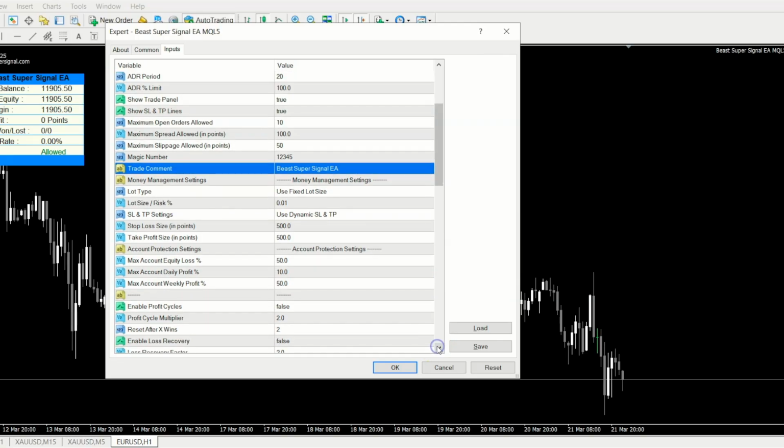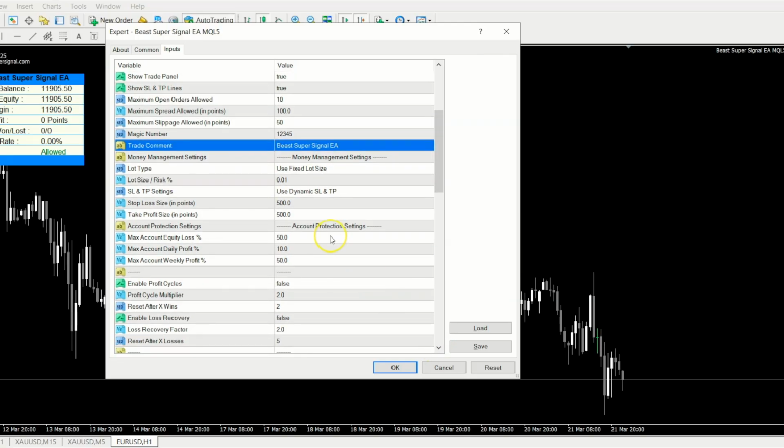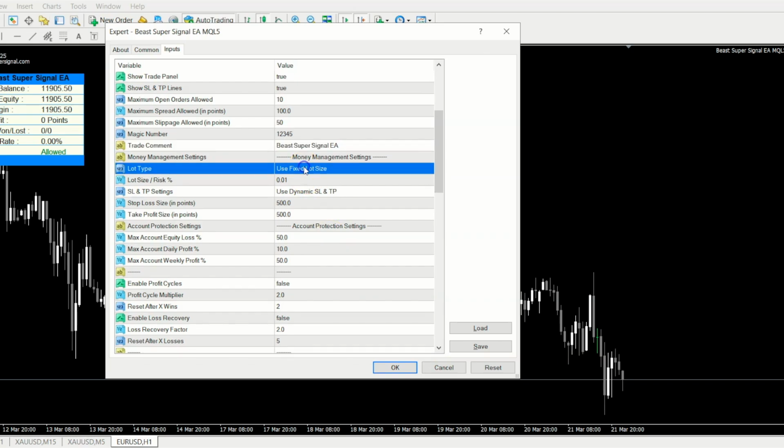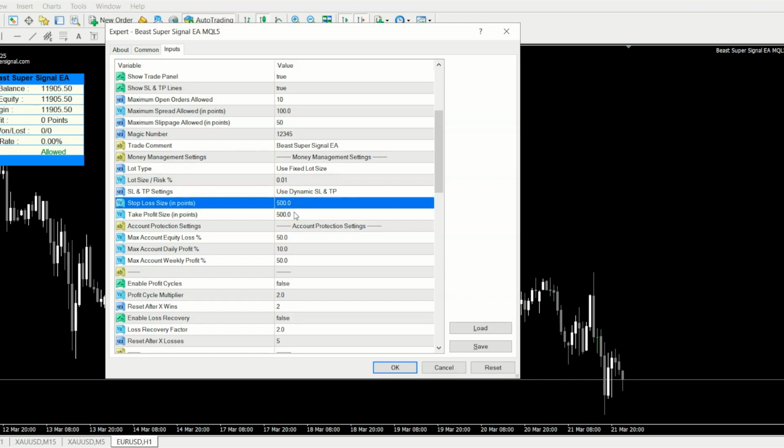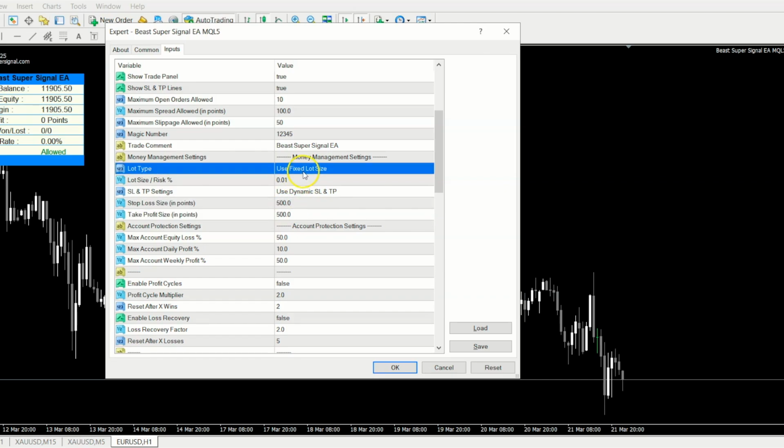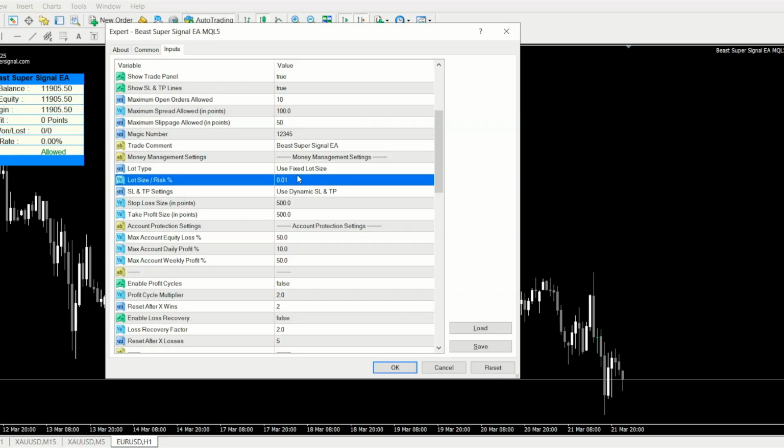Okay, now we're going into more detailed settings, which are very important. It's your money management settings. So here again, we have different options that you can use. You can use a fixed lot size, which is used whether you're using a fixed stop loss or not. You can choose if you want to use 0.01. It's entirely up to you.